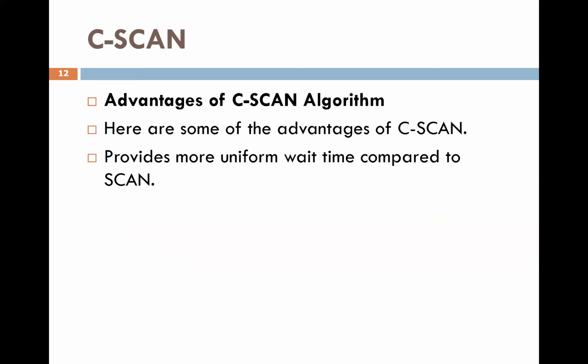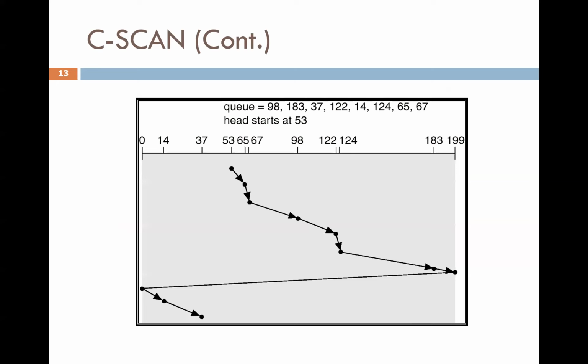Advantages of the C-scan algorithm. Here are some of the advantages. It provides more uniform wait time compared to scan for the processes which are coming behind the disk arm. So this is the example.